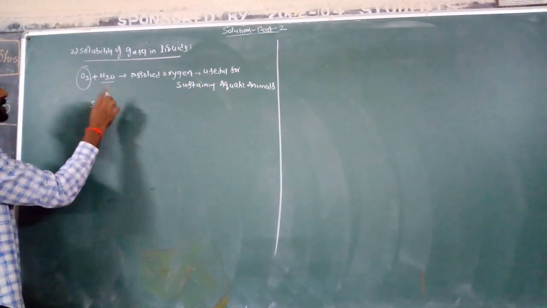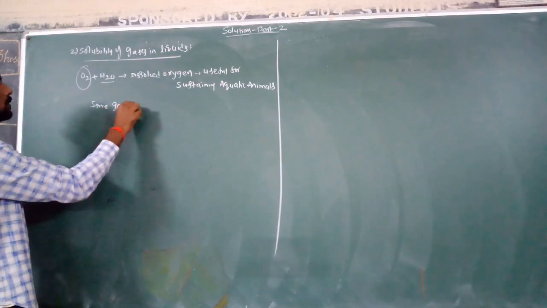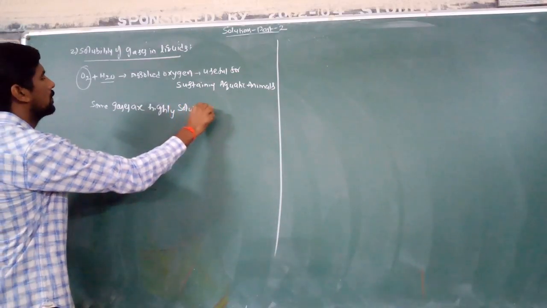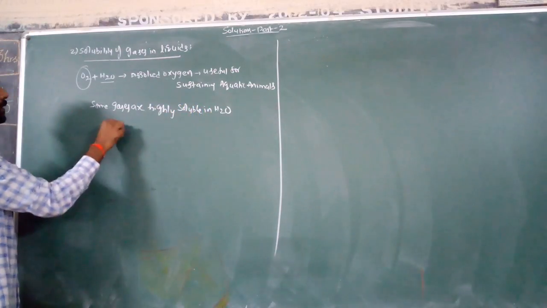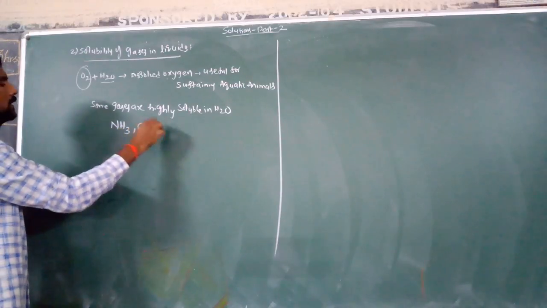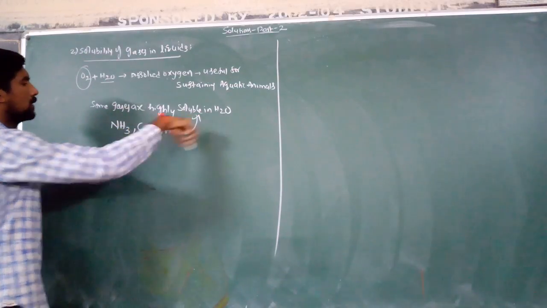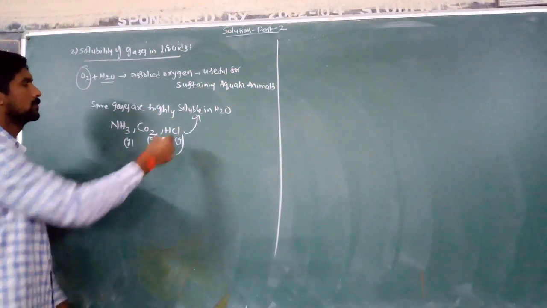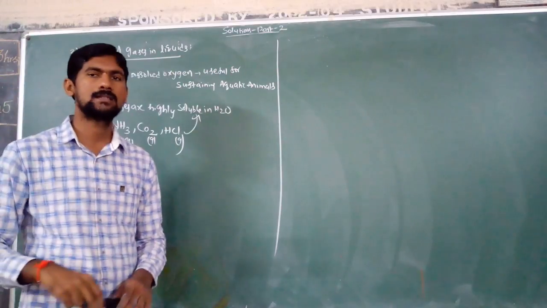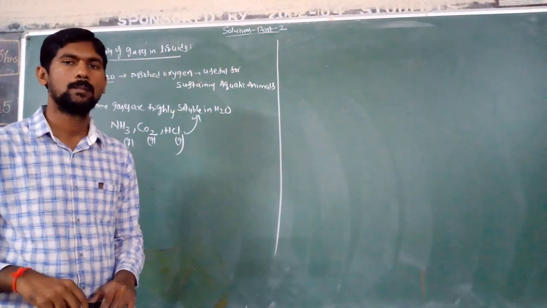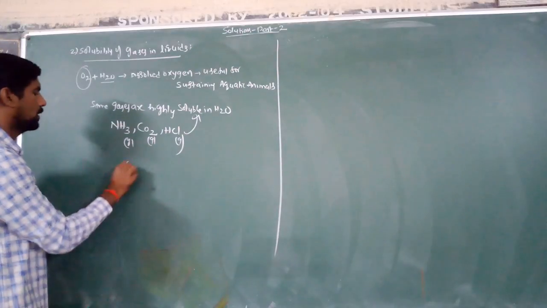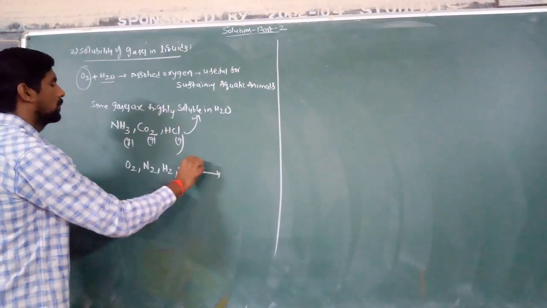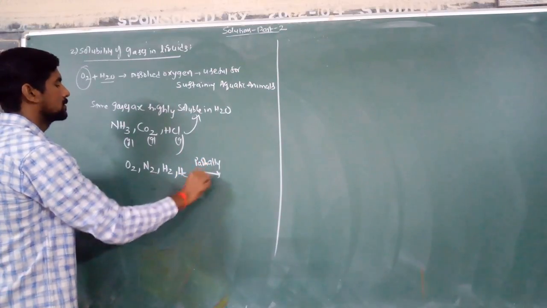Some gases are highly soluble in water, like ammonia, carbon dioxide, hydrochloric acid. These gases are highly soluble in water. And some gases are partially soluble in water, for example, oxygen, nitrogen, hydrogen, helium.